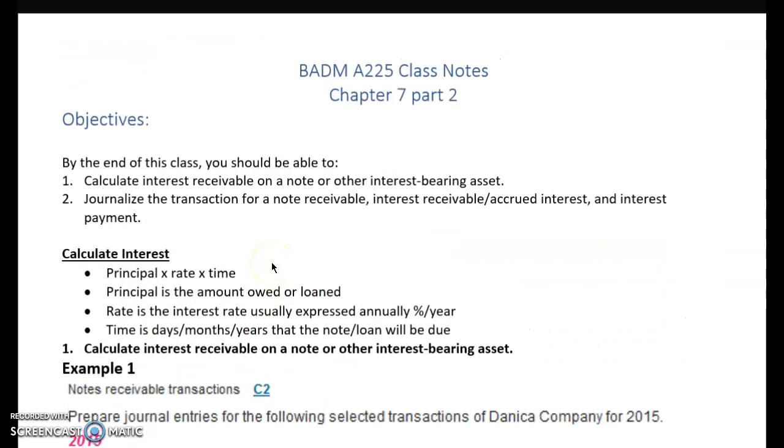Right now we're in the chapter 7, part 2 handout. Moving quite along. Now we're going to calculate interest on not accounts receivable, but another interest-bearing asset. So accounts receivable really doesn't earn interest for the company, but a note receivable does earn interest. And you can convert an account receivable to a note receivable. Or you can just make a loan.